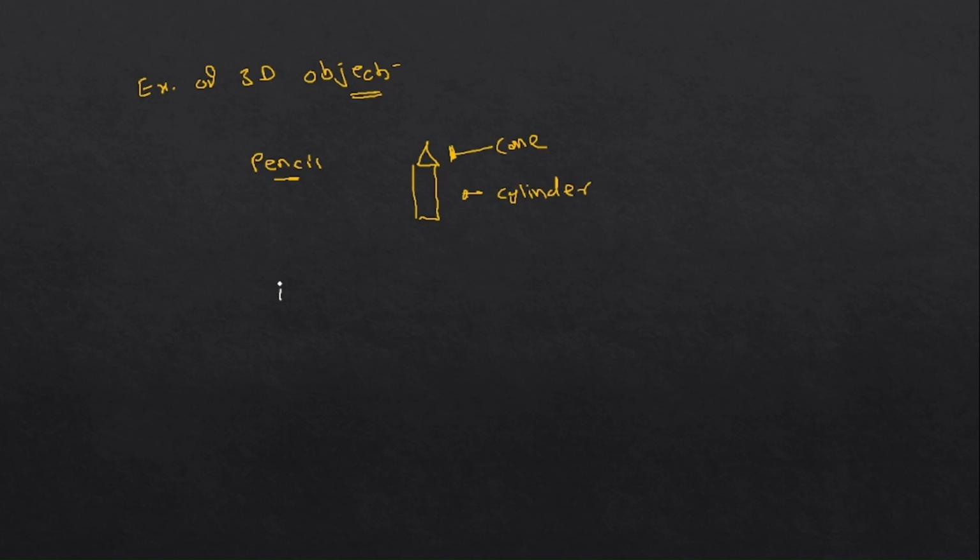The next one is the ice cream. So ice cream will look like this. One cone is there, and above this cone there is ice cream, like this, right? This is not a complete sphere, so it is a hemisphere, and the below portion is the cone. So cone plus hemisphere makes our ice cream.